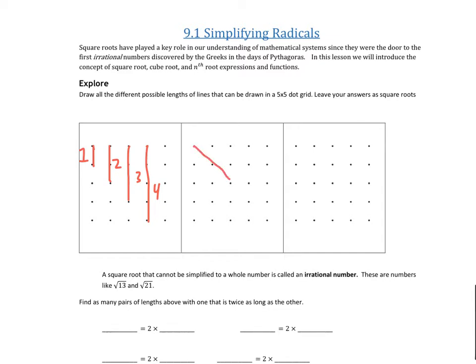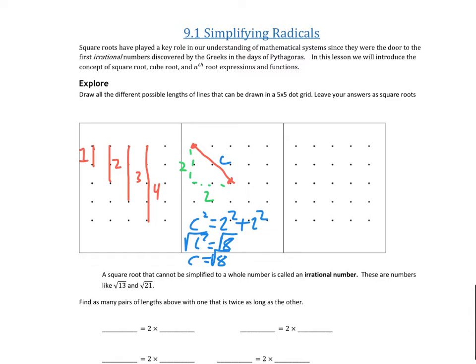But what about lengths like this? What if I have a line segment that goes down 2 and over 2? How long is that line segment? Well, we have to use the Pythagorean theorem there. We can see that if this line segment is c units long, the Pythagorean theorem says c squared equals 2 squared plus 2 squared. And that gives us 4 plus 4, which is 8. And if we square root that, we see that c is the square root of 8.